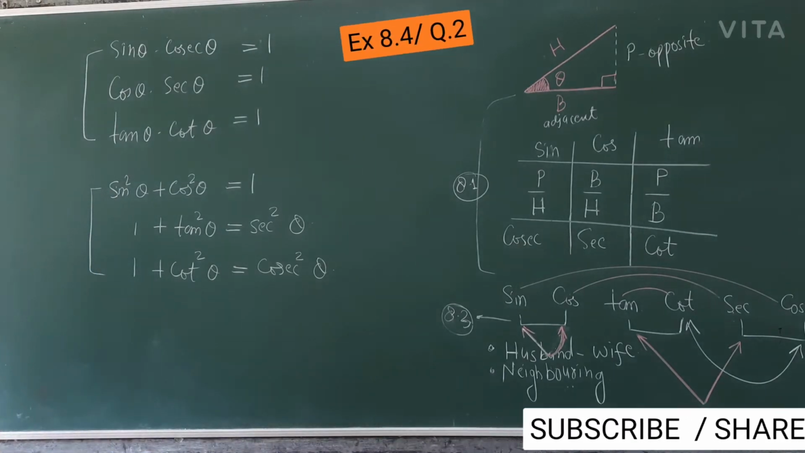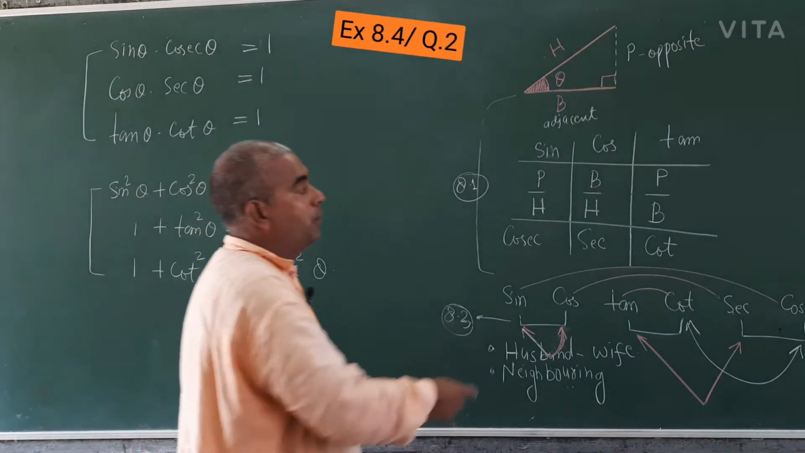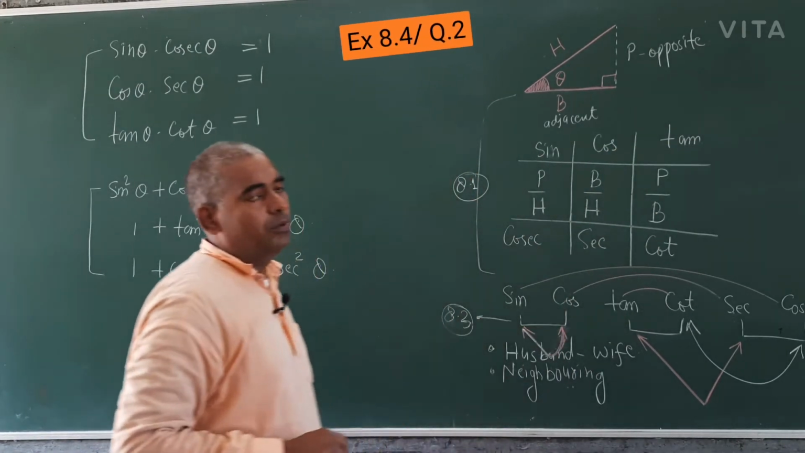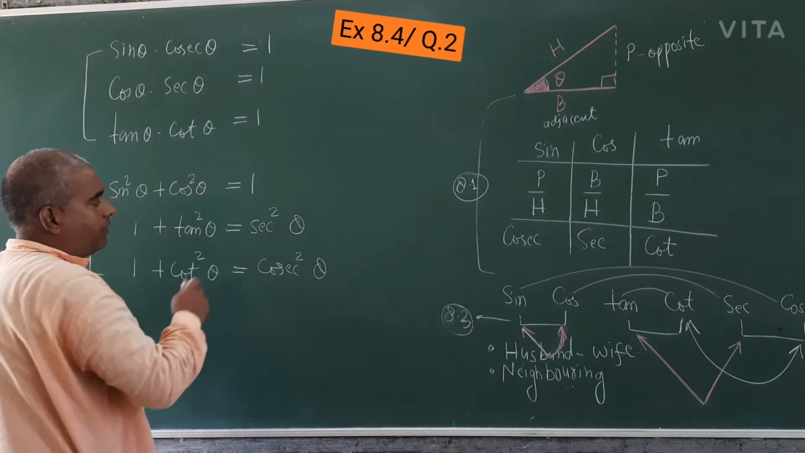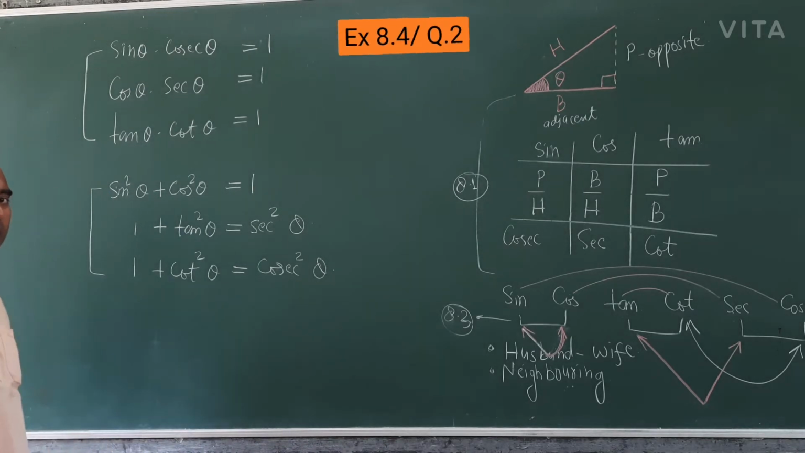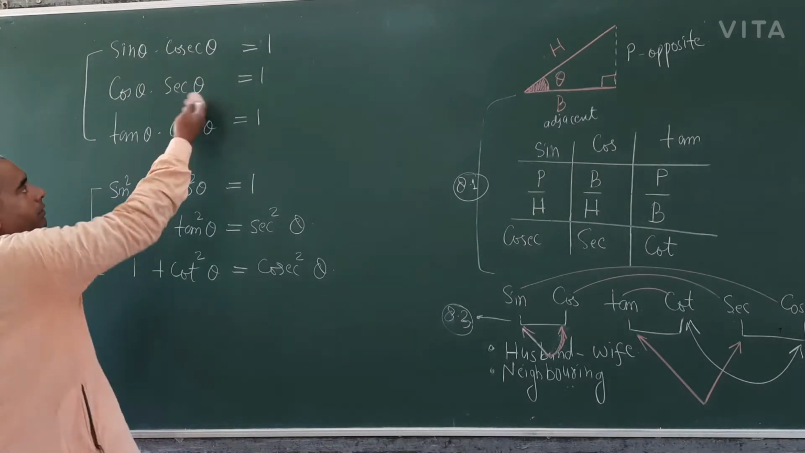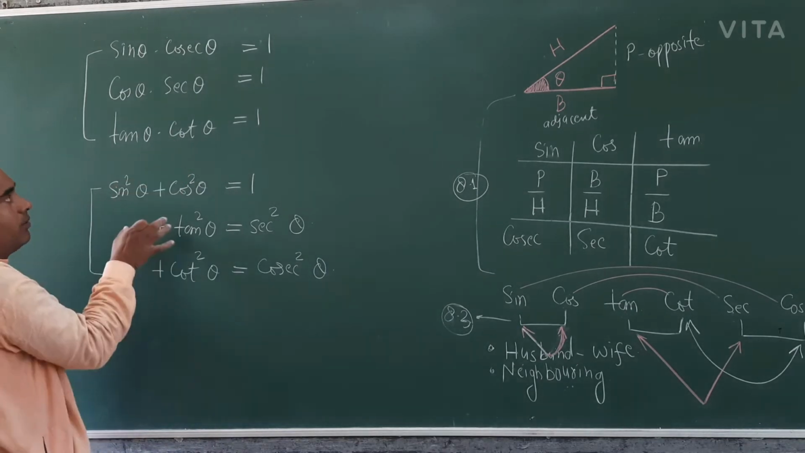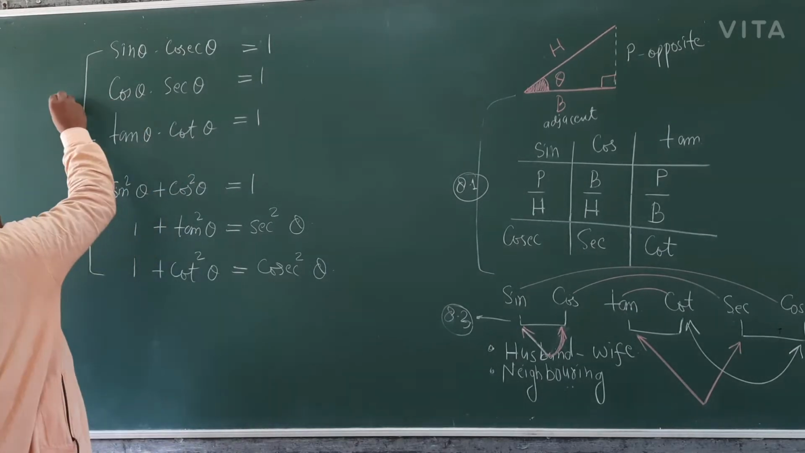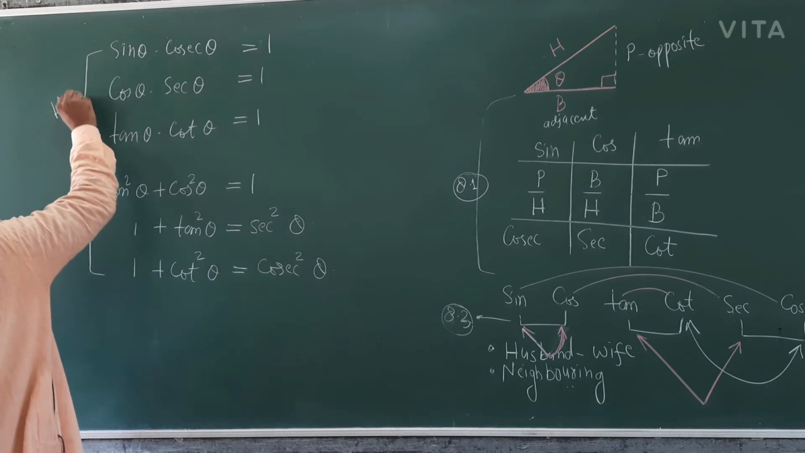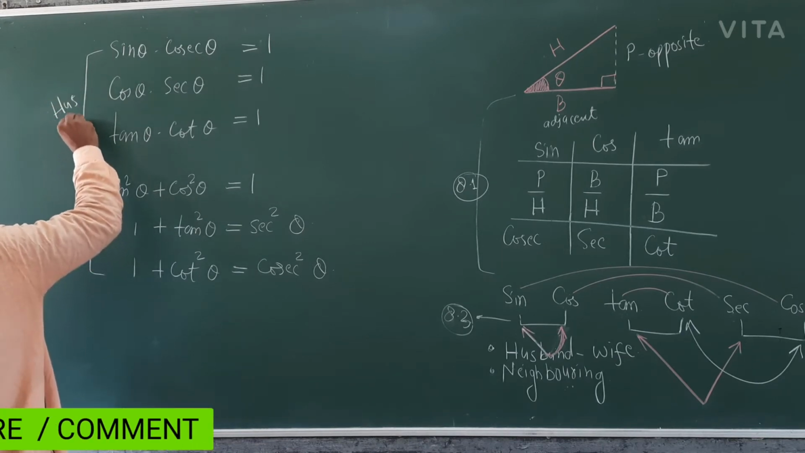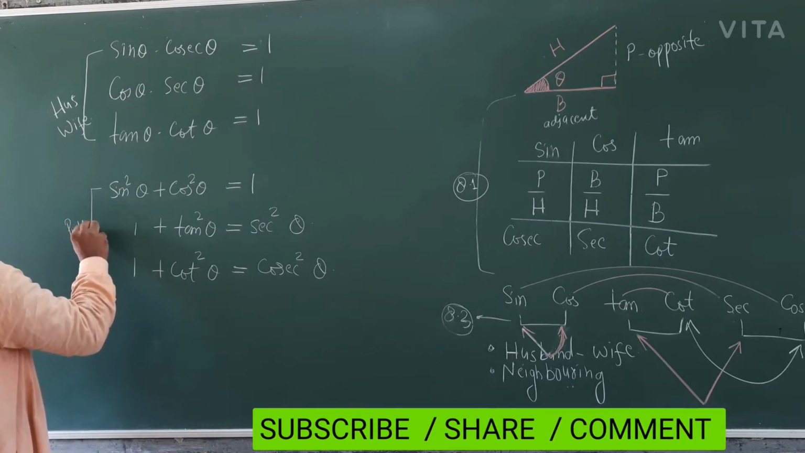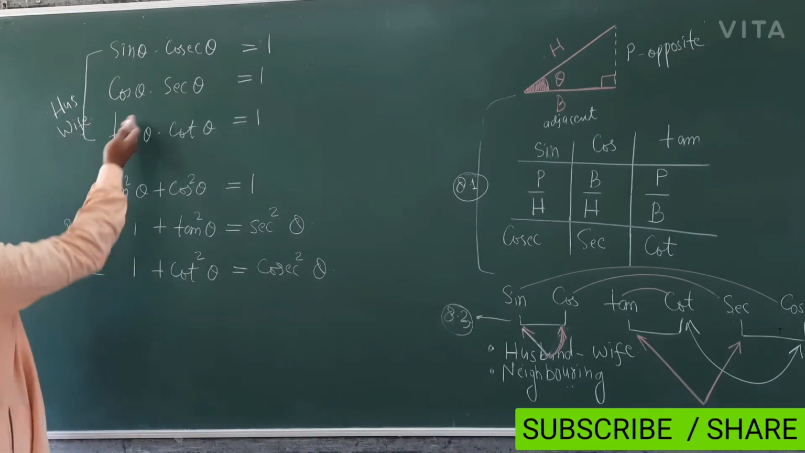We have total 6 trigonometric ratios: 1, 2, 3, 4, 5 and 6. So 6 relations I have. If we know any one ratio, we can find all the values. Just like now I will use this formula only. You know this is the husband and wife relation, and this is the Pythagoras. So only 3 and 3, 6.